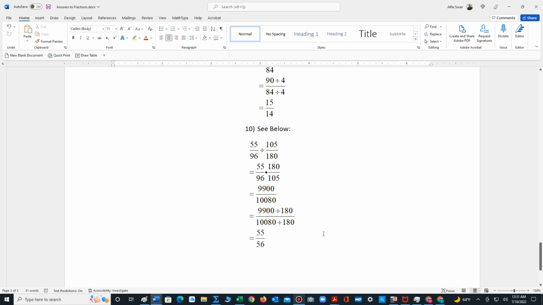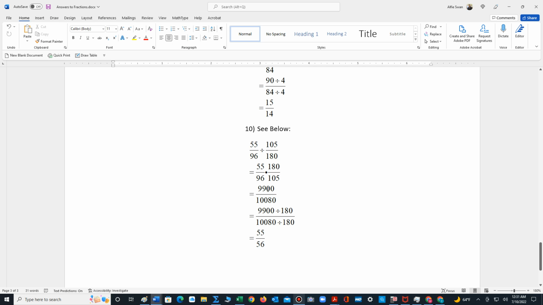For number 10, we have 55 over 96 divided by 105 over 180. Remember, with division, leave the first fraction alone, multiply by the reciprocal of the second fraction. So we interchange 180 and 105. 55 times 180 is 9,900. 96 times 105 is 10,080.